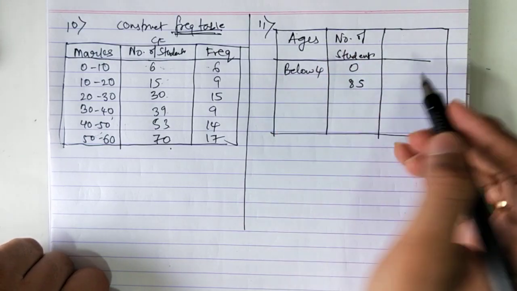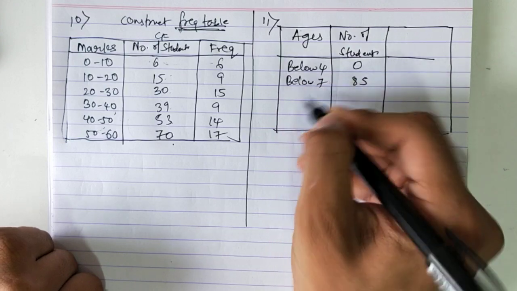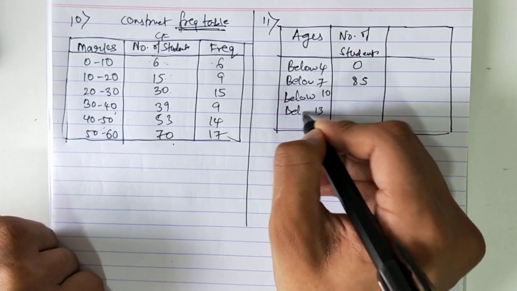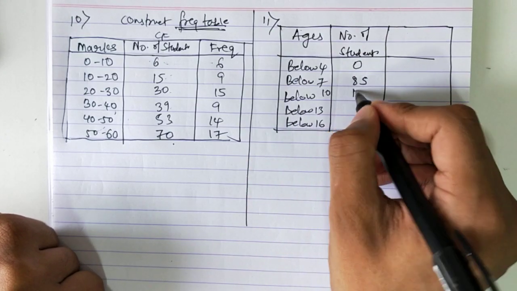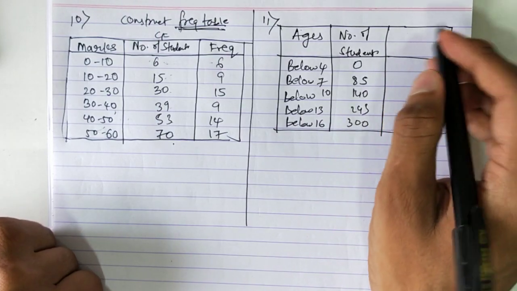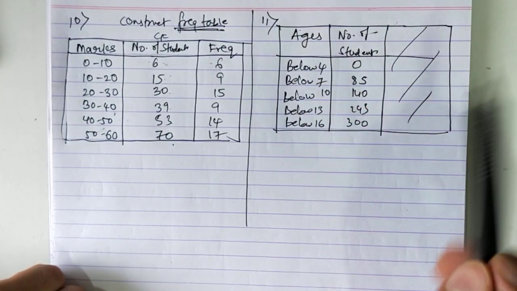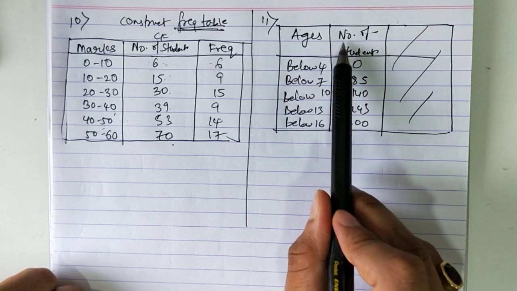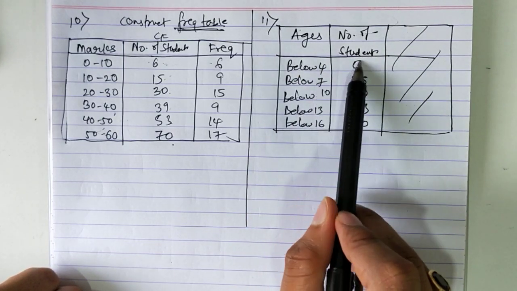I'm copying the question because I want to explain something to you. I'll again draw a table for the solution. Now see, I copied the question because I wanted to show you something. Here you can see below 4. How many students are below 4? Number of students 0. So below 4 there are 0 students.